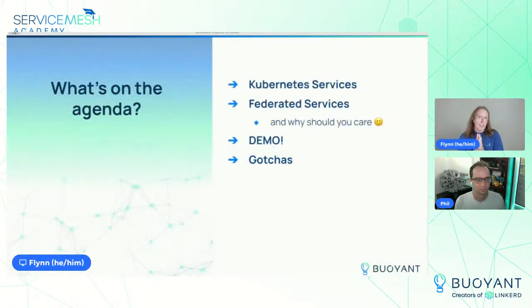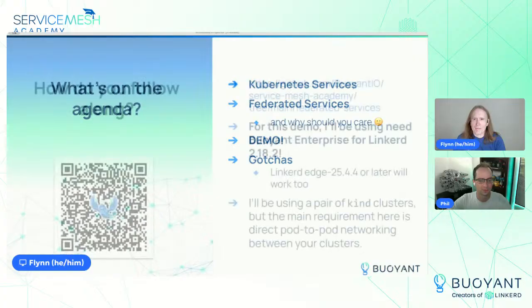We're going to start by talking about normal Kubernetes services, because normal Kubernetes services are not very well understood in a lot of ways. Then we'll go into federated services and why you should care. Then we have a demo. And then, as always, in Service Mesh Academy, we will talk about the gotchas. There are only a couple, but they're important to know about.